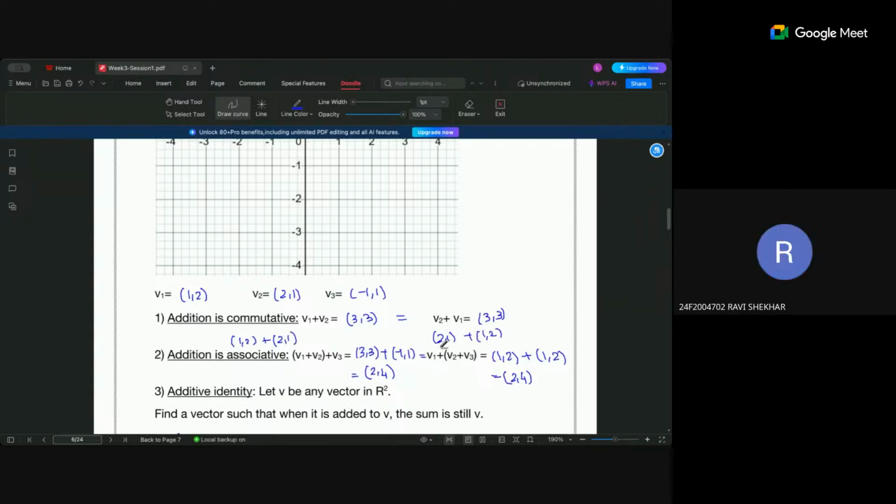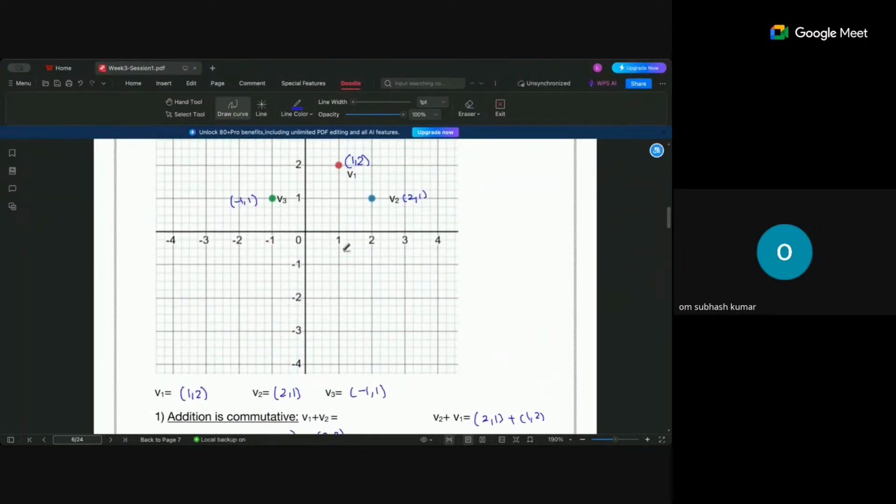Ma'am, the example is such that it looks like we are changing the position of x and y within the vector, which is not the case. So I should write it like this maybe. Now it is clear, I hope. So V1 plus V2, this is V1, this is V2. So now you get 3, 3. And here, this is V2 and this is V1, again 3, 3.